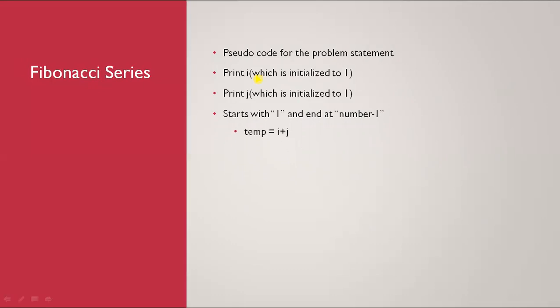Inside that, initially we need to add these two numbers, that is temp equals I plus j, followed by printing this temporary number, which is the next number in the series. Then first we assign the j value to I, which means I equals j, followed by j equals the temporary variable. This loop will iterate 8 times and print the rest of the series.